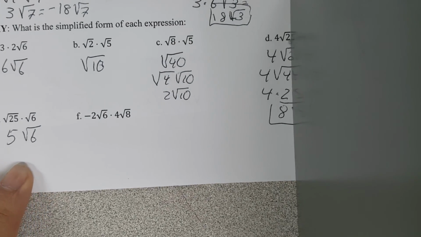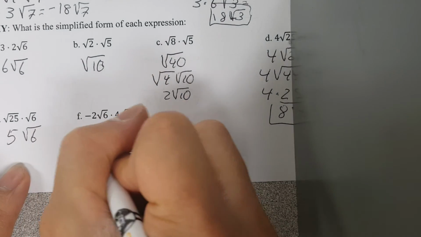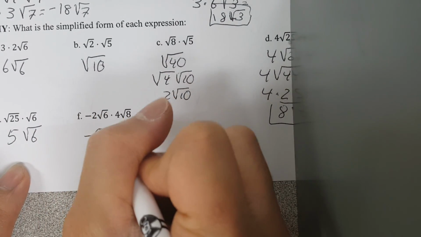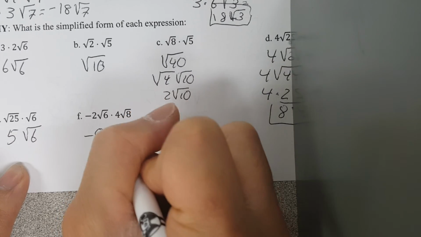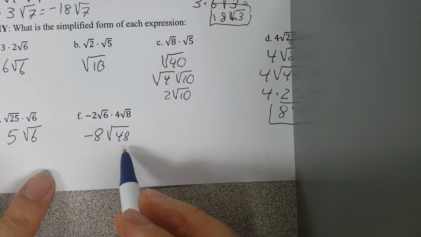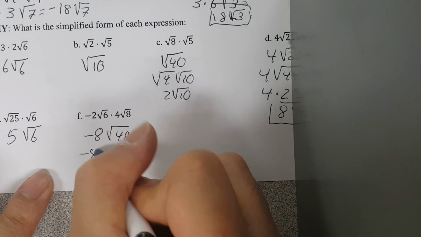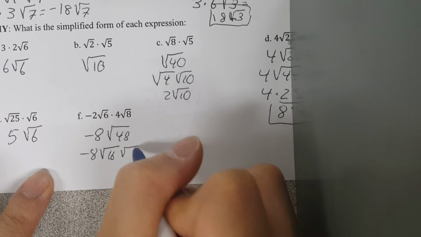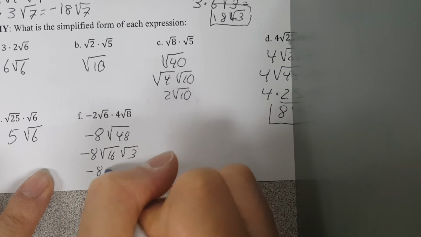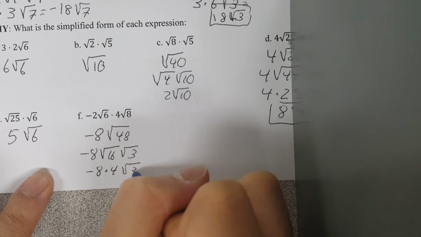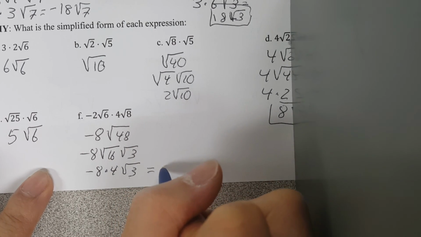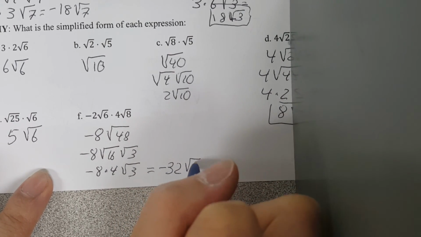And letter F, I have negative 2 times 4 is negative 8. 6 times 8 is 48. Largest number that can go into 48 is 16. And so this is negative 8 times 4 radical 3. And so this is just negative 32 radical 3.